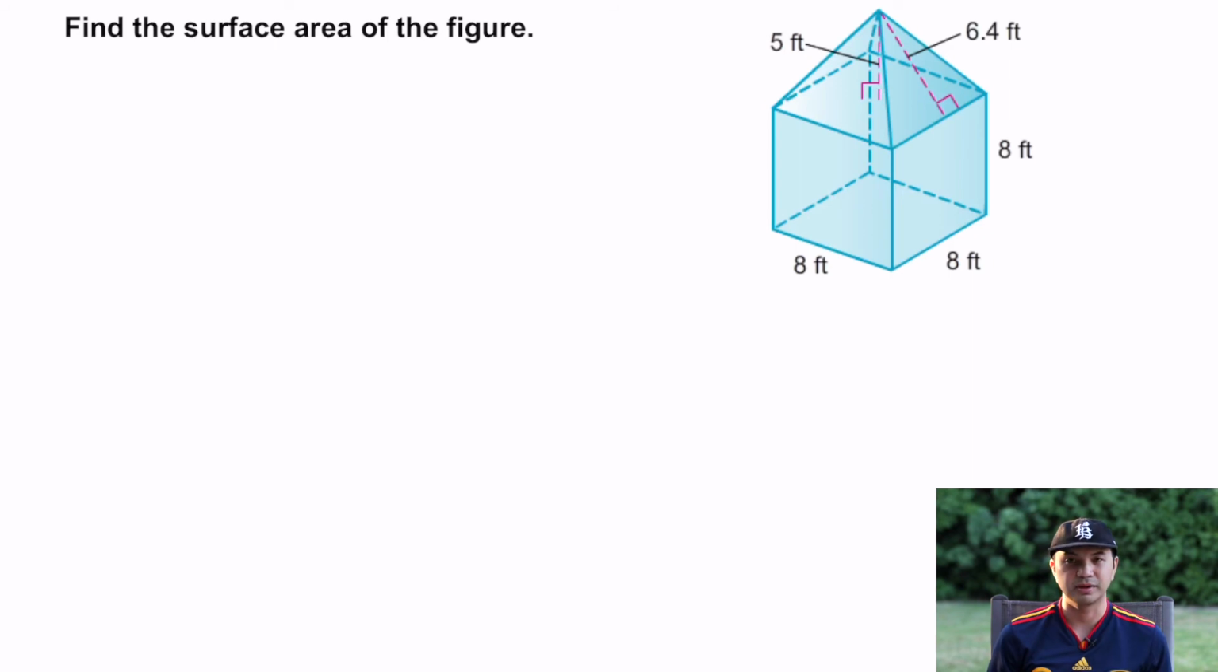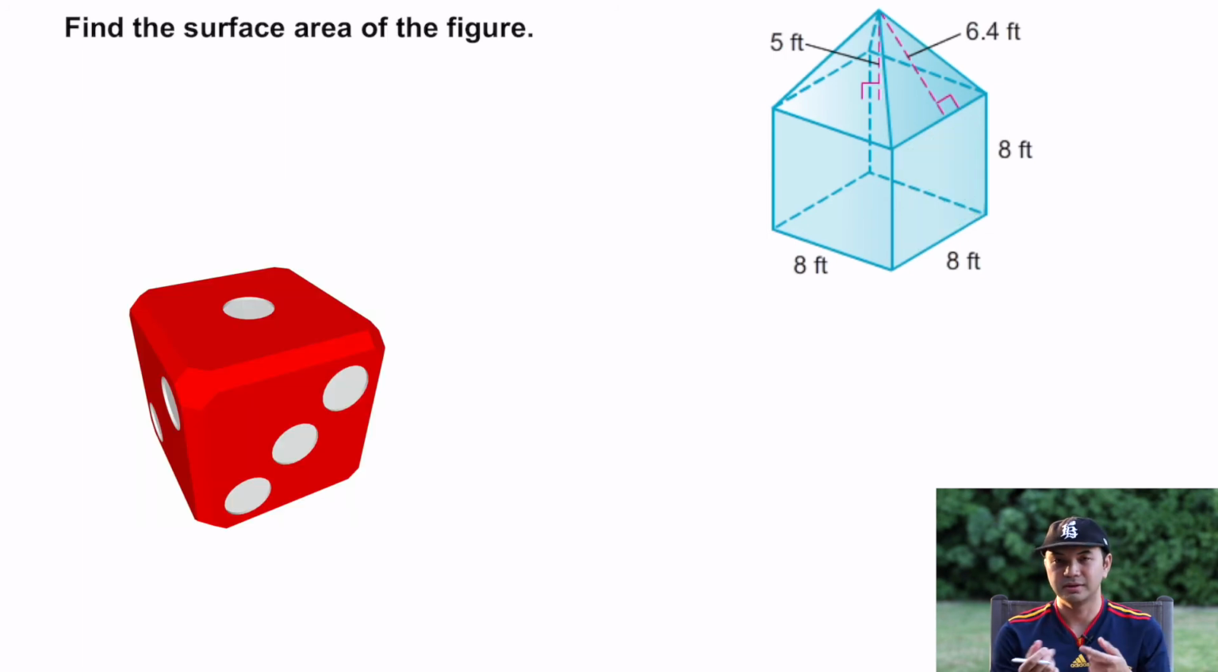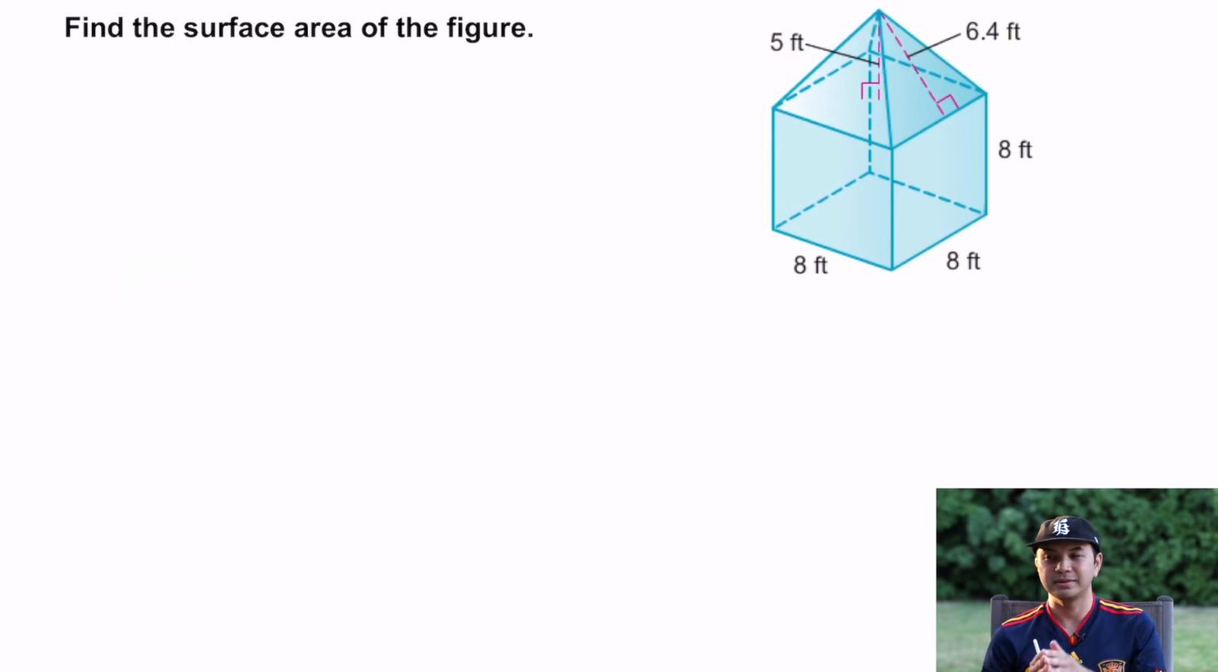For sure you see a square there, right? How many of these squares are you supposed to count? Now, if you said 6, because you're like, oh yeah, a die has 6 sides, a cube has 6 sides, then think about what surface area means. Surface area is the outside part.